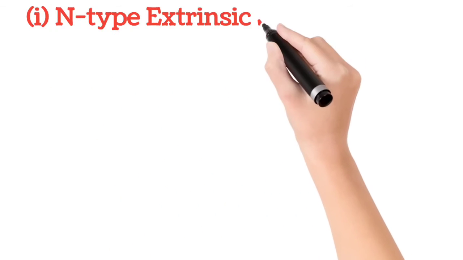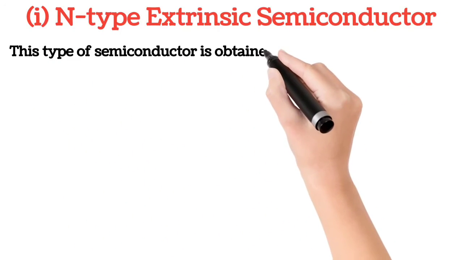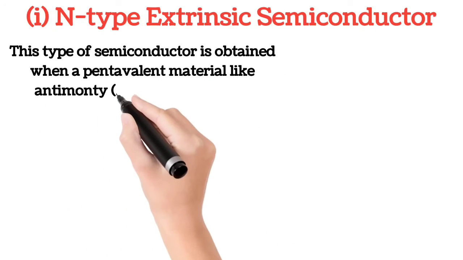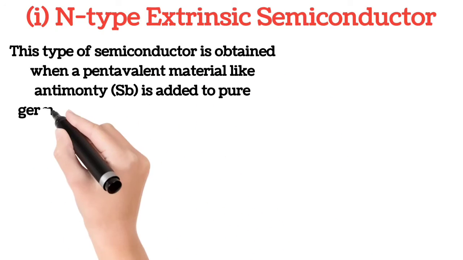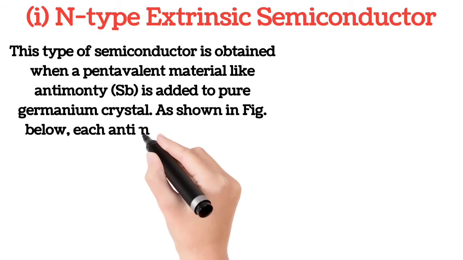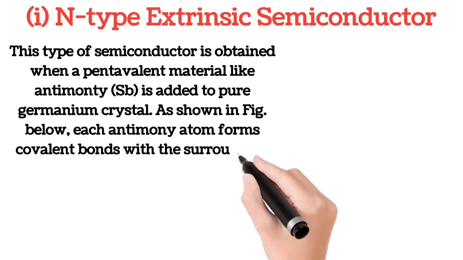This type of semiconductor is obtained when a pentavalent material like antimony, Sb, is added to pure germanium crystal. As shown in the figure below, each antimony atom forms covalent bonds with the surrounding 4 germanium atoms with the help of 4 of its 5 electrons. The 5th electron is superfluous and is loosely bound to the antimony atom.